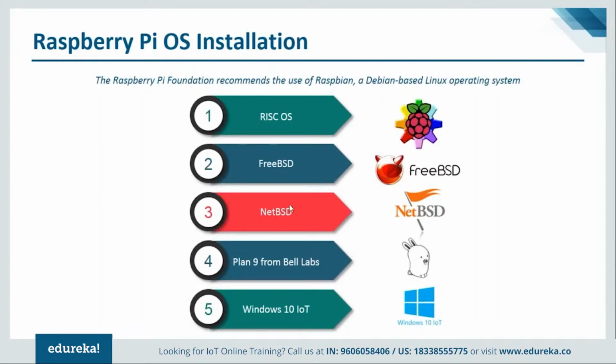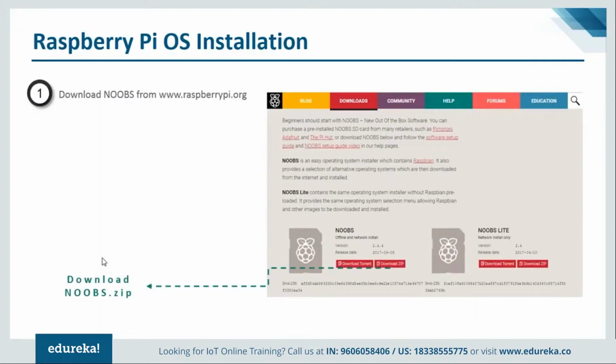These are some of the most popular operating systems supported on Raspberry Pi. You have RISC OS, FreeBSD, and NetBSD. Plan 9 is again from Bell Labs, and Windows has its own Windows 10 IoT version. For this session we're not going to go into Windows 10, we'll stick to the core Raspberry Pi operating system. For downloading the operating system, you can go to the original site, raspberrypi.org, and there in the downloads tab you can download the operating system.